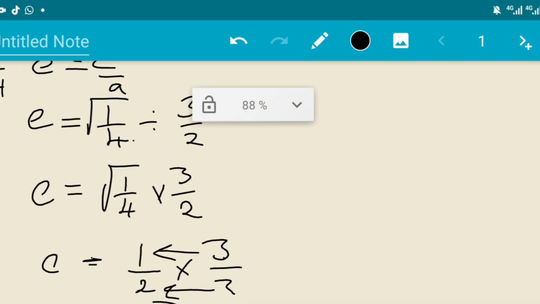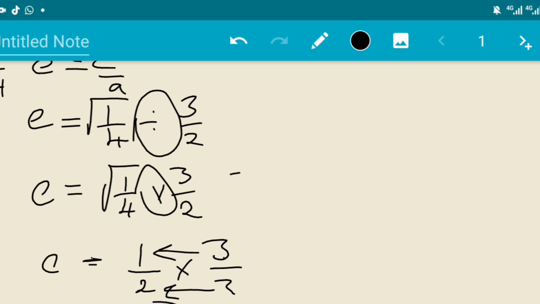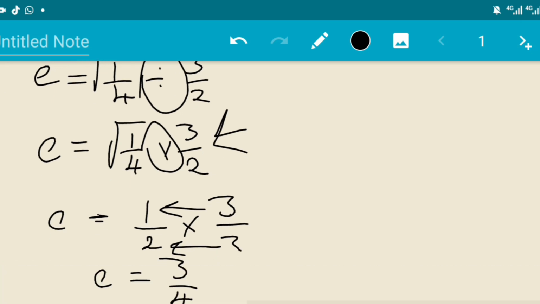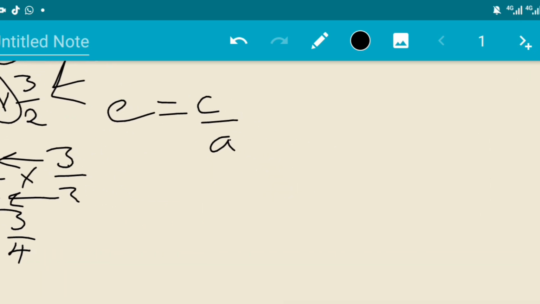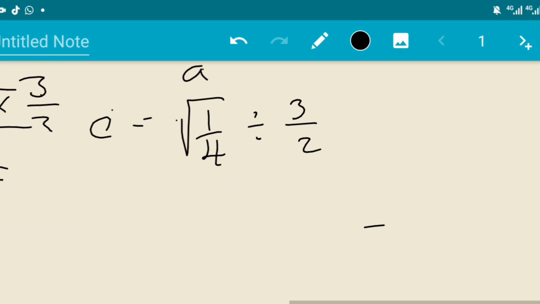Yeah, so another error right there. Whenever we're switching from division to multiplication, this fraction has to flip. So it's supposed to be, after flipping, okay? Eccentricity is equal to c over a. Our c in this case is the root of 1 over 4 divided by our a, which is 3 over 2. So when this changes to multiplication, let's simplify this first. What is the square root of 1? 1. What's the square root of 4? 2. Then this will switch, because we've changed the sign, so this will be 2 over 3.